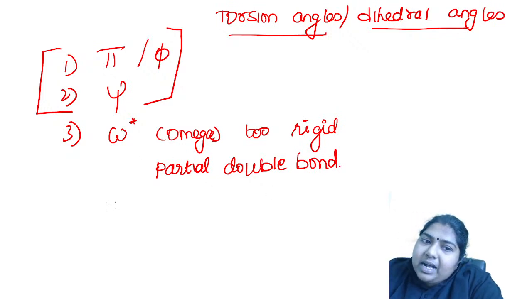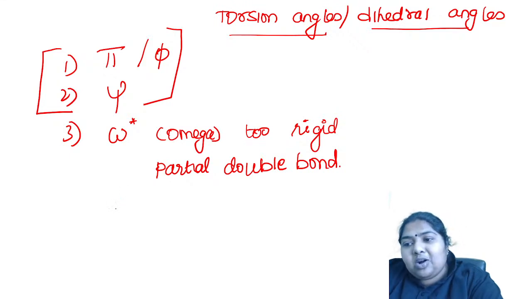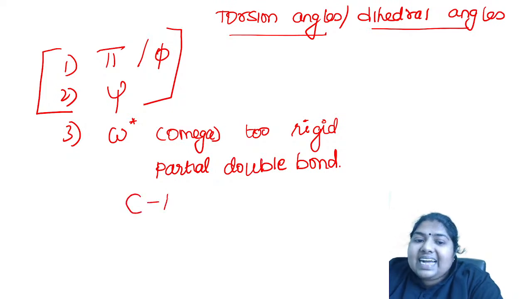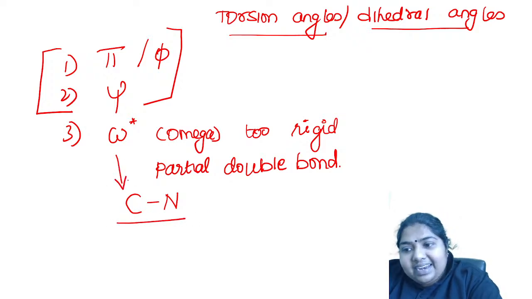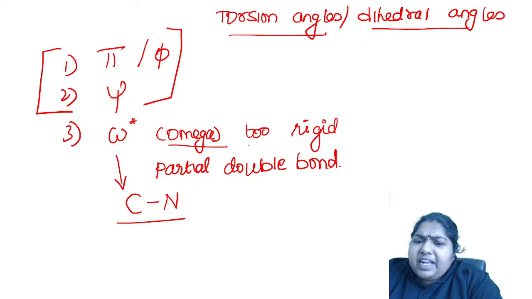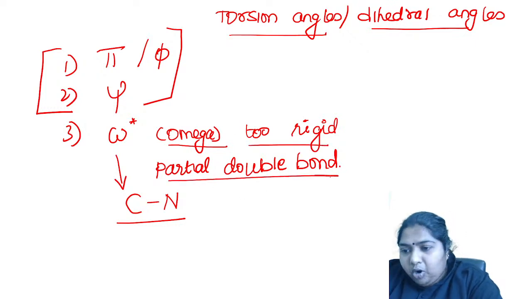And where is this omega bond formed? It is formed between the carbon as well as the nitrogen. This is what is called your omega bond. This omega bond is very rigid, making them a partial double bond.